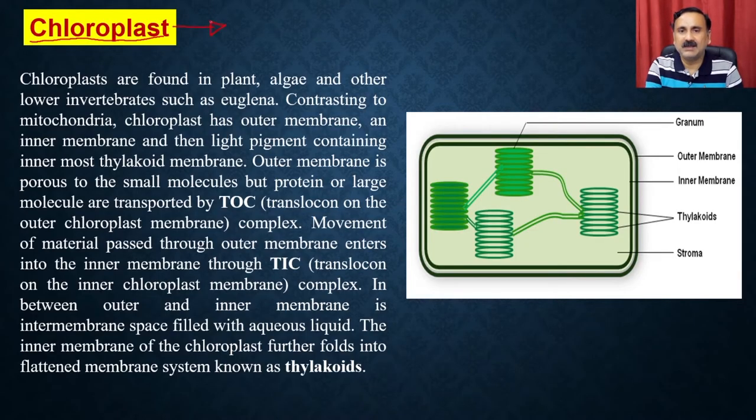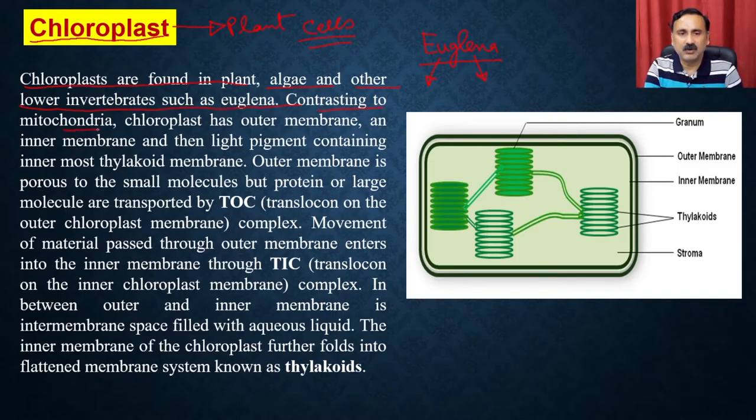So the chloroplast is present in the plant cell, and it is completely absent in the animal cell, except that it is also present in euglena, which is considered to be a primitive animal cell, because euglena has the ability to synthesize food, it can trap its prey, and it can also take food from external sources. So chloroplasts are found in plants, algae, and other lower invertebrate animals such as euglena.